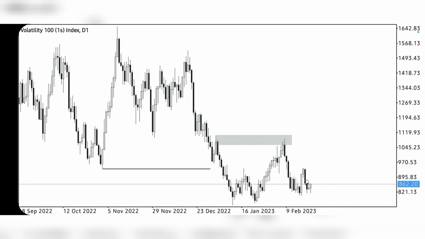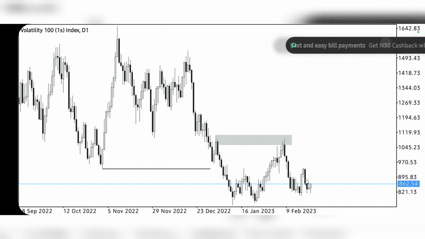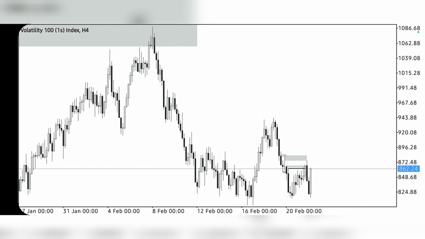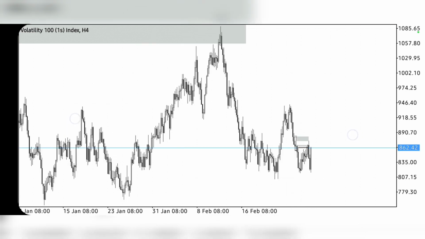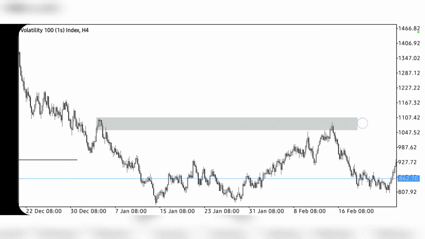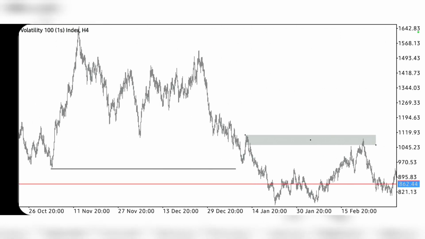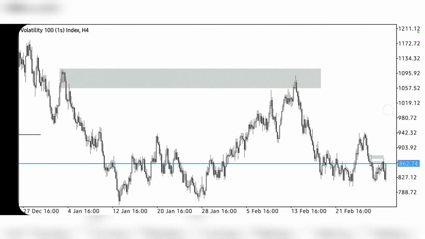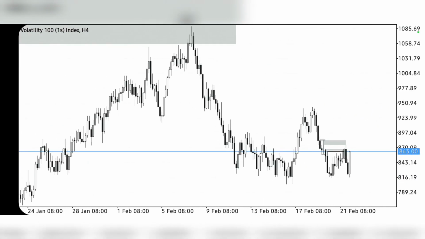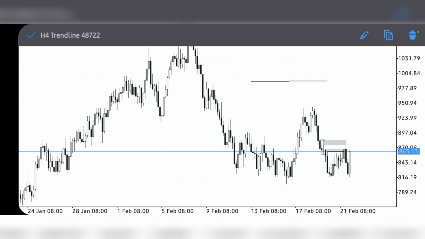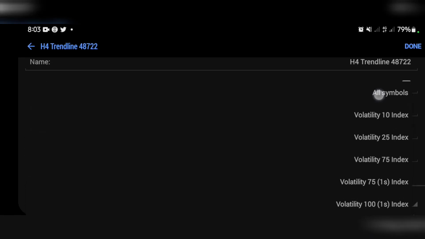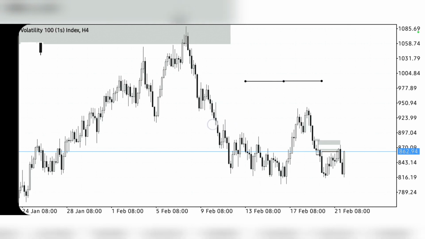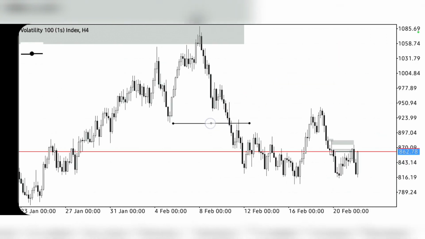So I am saying that it is a valid POI, so I'm just going to mark that out. After marking that out, I'm going to go to my H4 time frame, and then I'm going to check the last break of structure. So when we got to the POI, the market gave me a break of structure to the downside, and that was a confirmation for me. This was the break of structure the market gave to the downside. The market broke structure to the downside over here, and that was a confirmation for me.